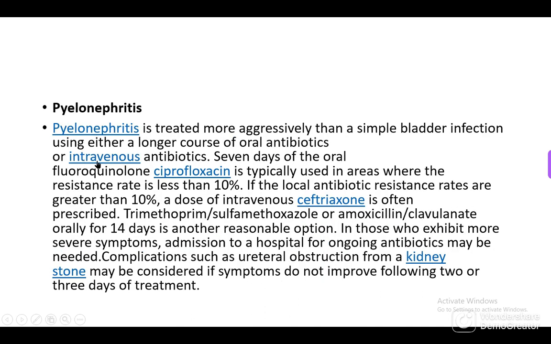Pyelonephritis is treated with a more aggressive therapy than the usual therapy. Intravenous antibiotics are likely to be given. Oral antibiotics in high dose or intravenous antibiotics are the choice. Ciprofloxacin is typically used in areas where there is very little resistance. Otherwise, you have to give the other one, ceftriaxone, 2 grams intravenously for 7 to 14 days. In the same fashion, amoxicillin plus clavulanate orally for 14 days is another reasonable option.